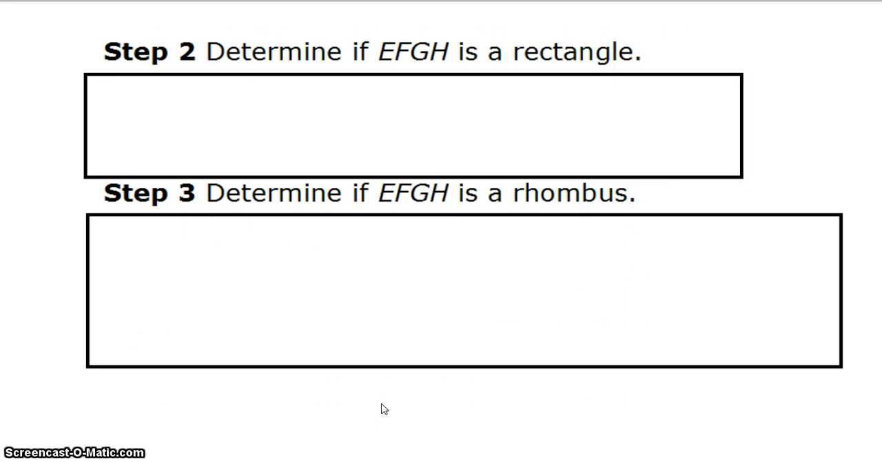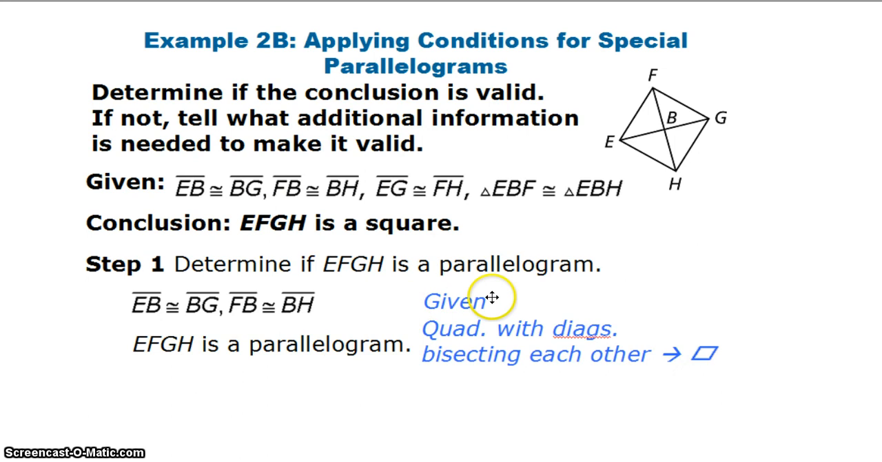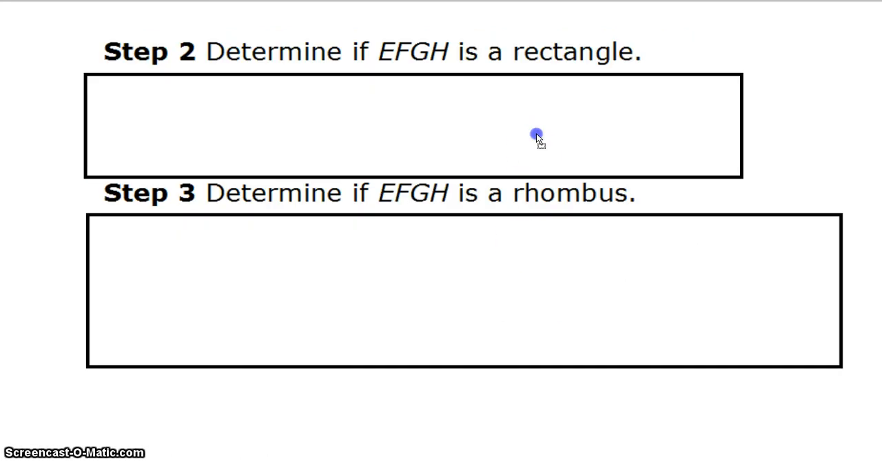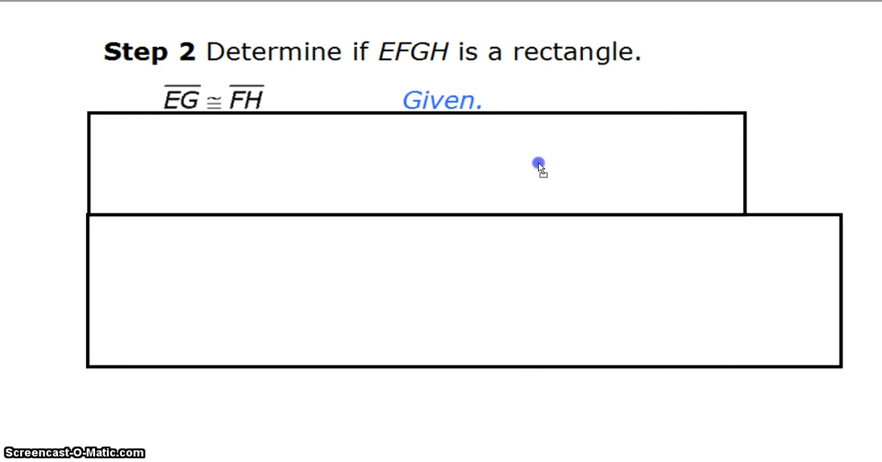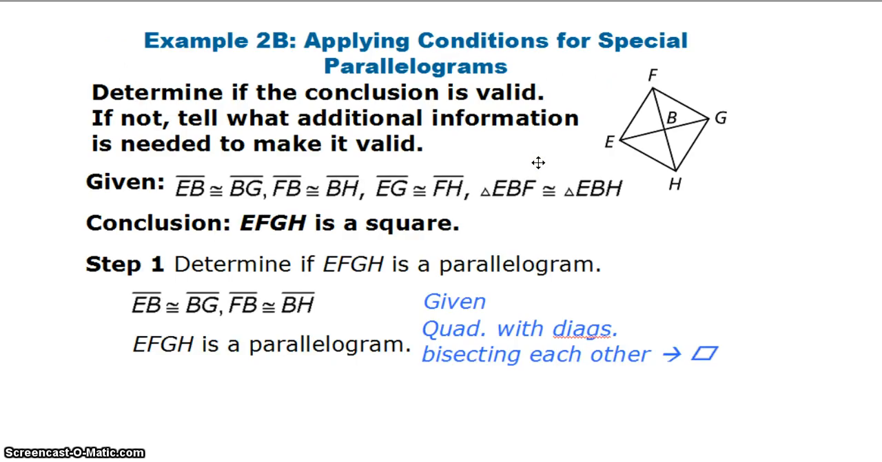So the next step would be to determine if it is a rectangle. So is there enough information here to determine that this is a rectangle? And we can say that EG is congruent to FH, right?